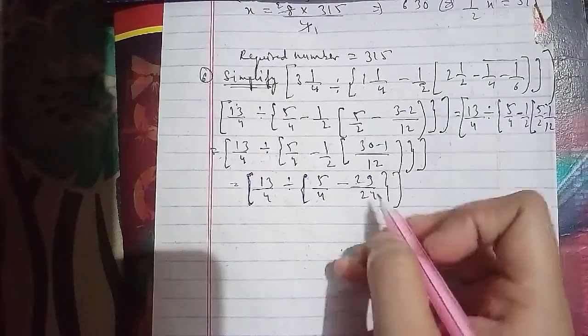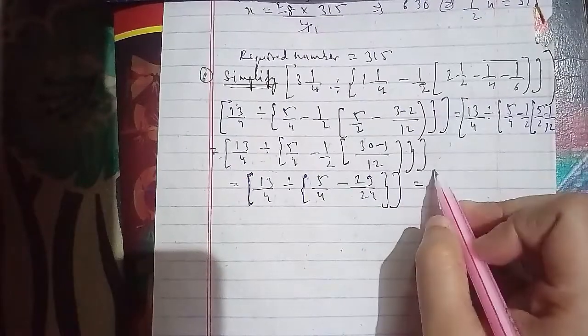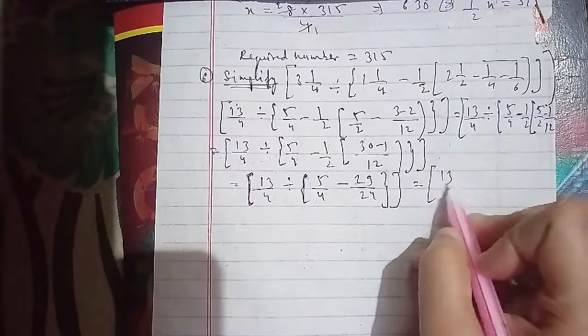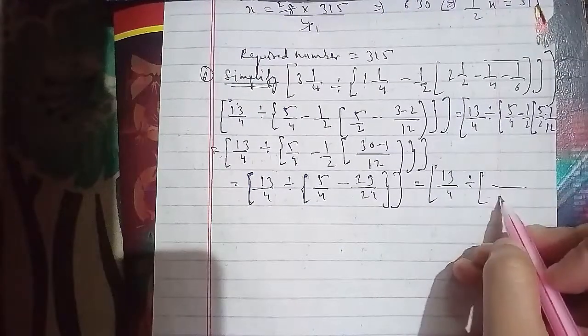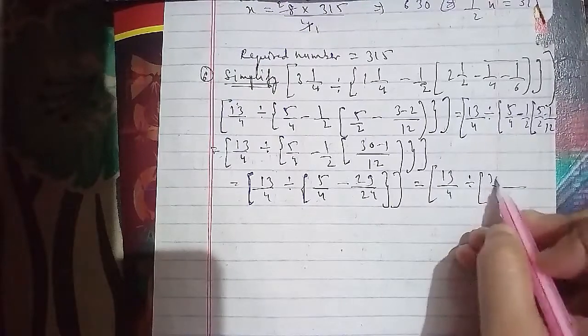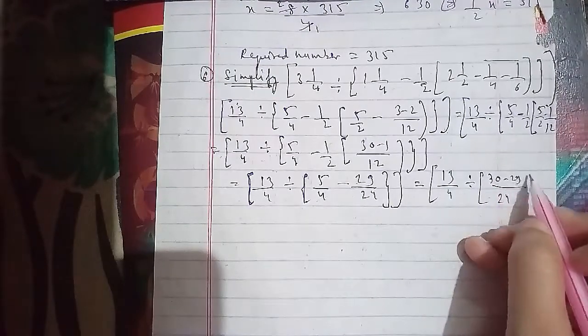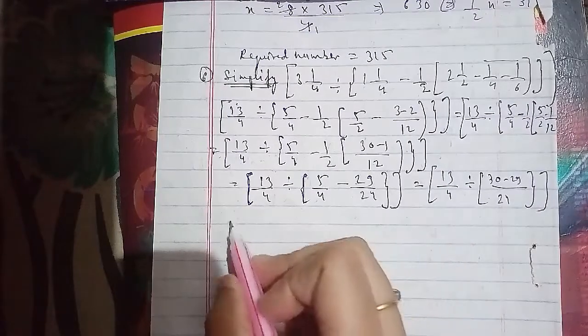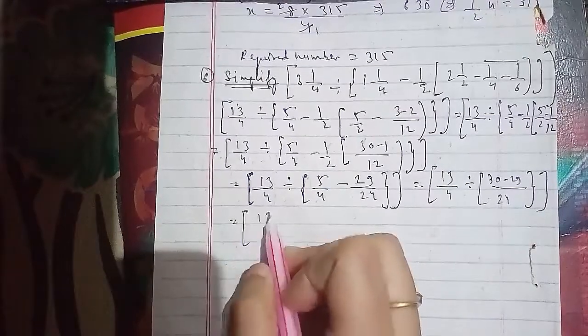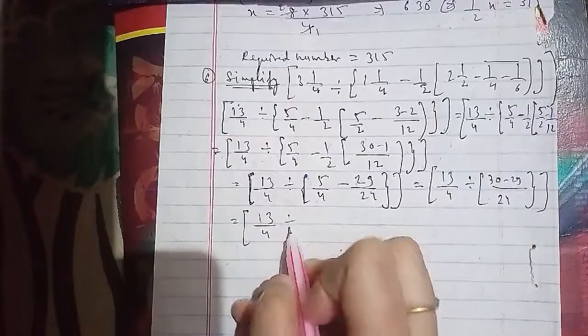After that, it will be 13 upon 4 divided by... We'll take the LCM, it is 24. 30 minus 29, we will get 13 upon 4 divided by 1 upon 24.